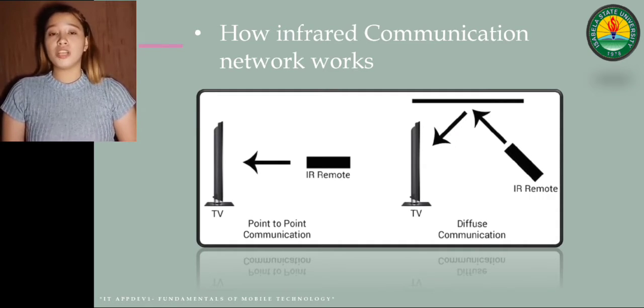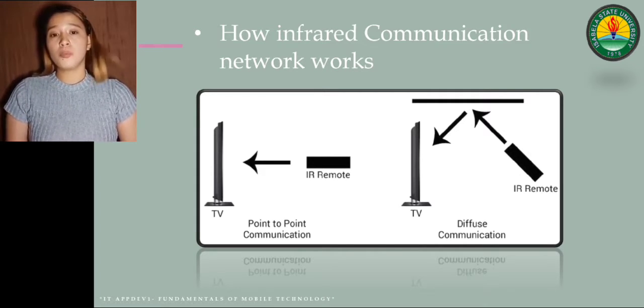These are the two configuration modes in infrared: point-to-point communication and diffuse communication. In point-to-point communication, both transmitter and receiver devices should be placed in the line of sight of each other, and there should not be any obstacle like walls between them.